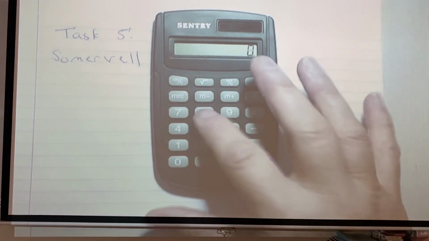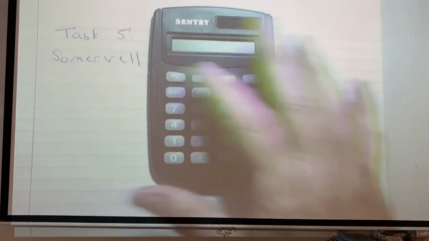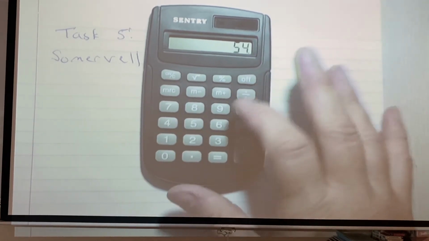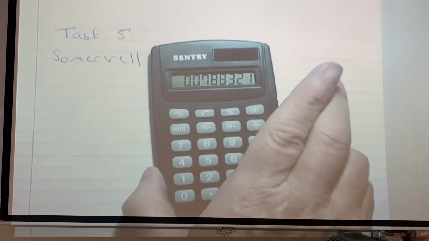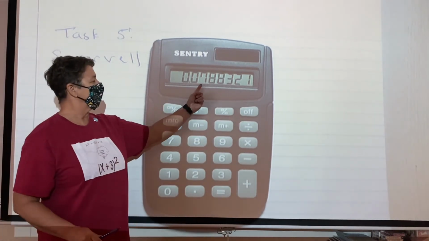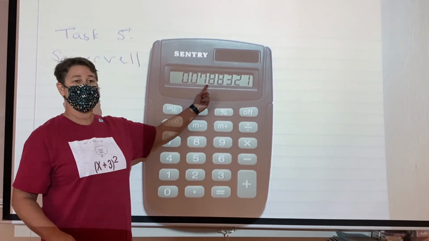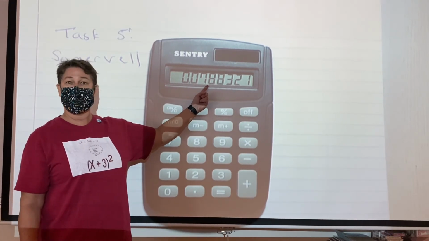So I'm gonna take my 54 divided by 685. Oh. Remember, you're going out to your hundreds place. 7.8%. Isn't that what we said it was?